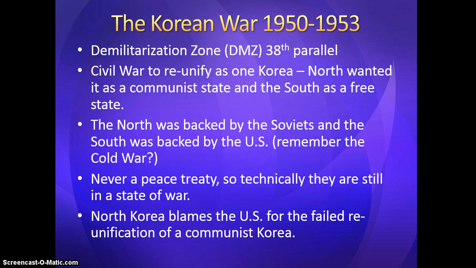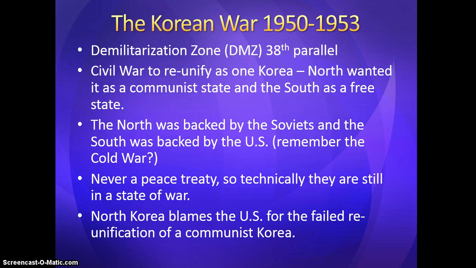The fact of the matter is that the Korean War never officially ended. There was never an official peace treaty signed. So technically you could say they are still in a state of war. And tensions remain very high, and you will see that in the video that we will watch about Korea.